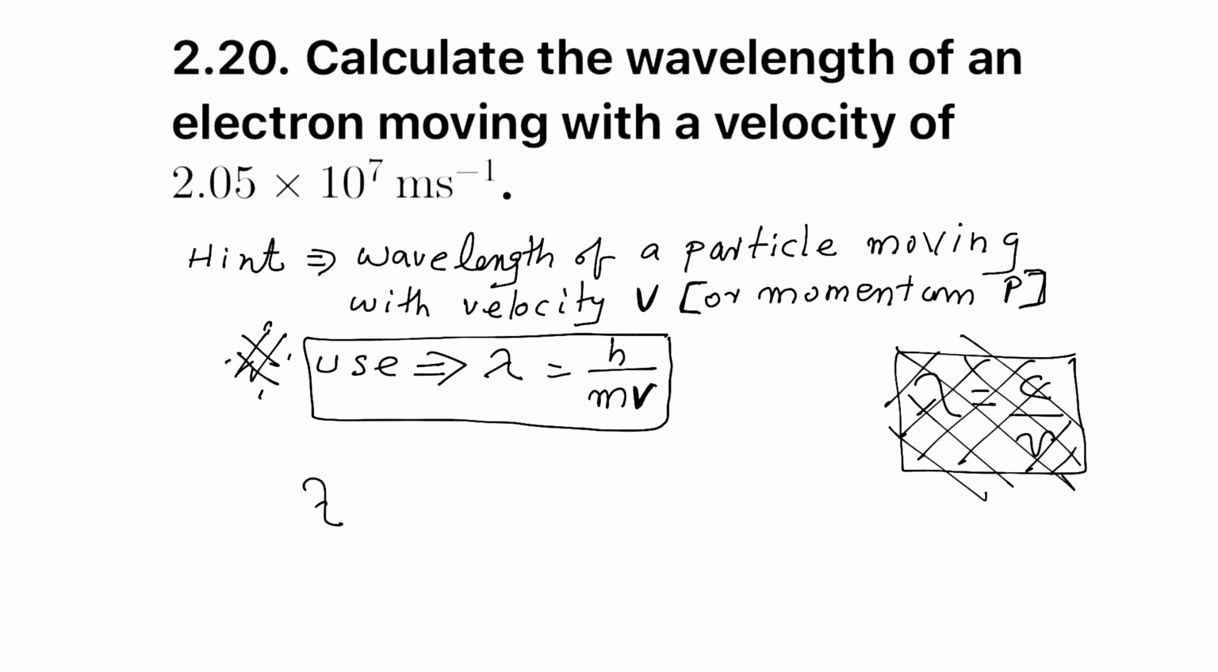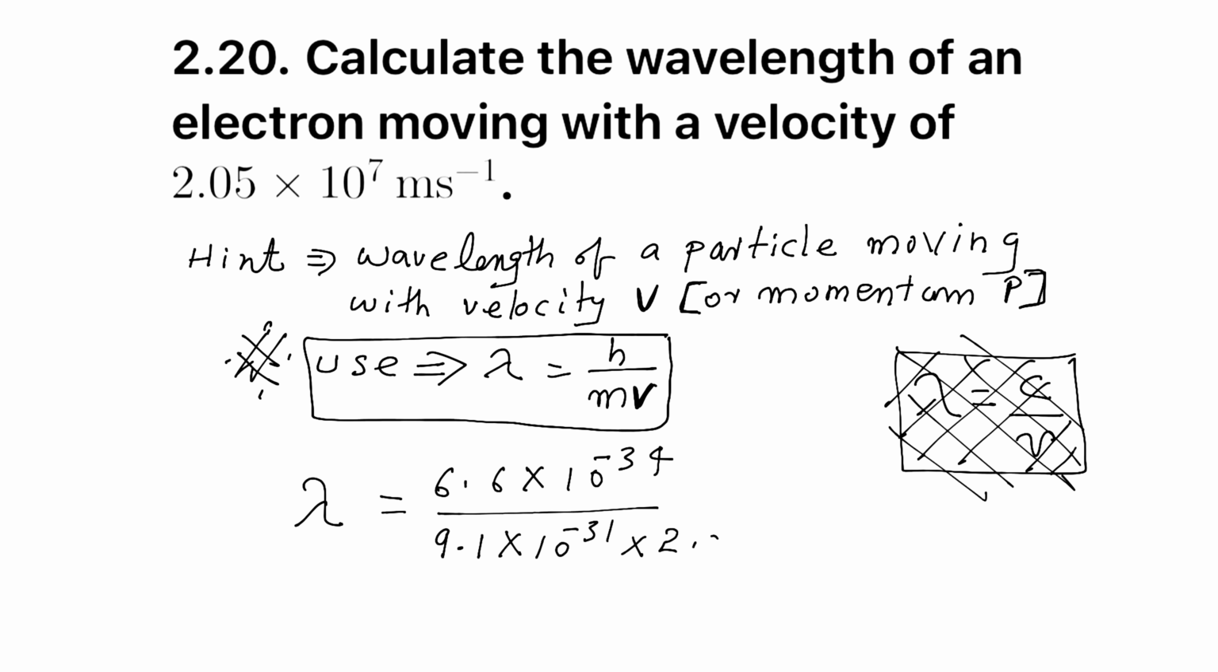Now check direct substitution. Lambda is equal to h value, you know, 6.6 into 10 raised to minus 34 by. What is the mass of an electron? That you have to learn by heart, okay? 9.1 into 10 raised to minus 31 into velocity, which is given, right? 2.05 into 10 raised to 7. On calculating, you will get 3.55 into 10 raised to minus 11 meter.